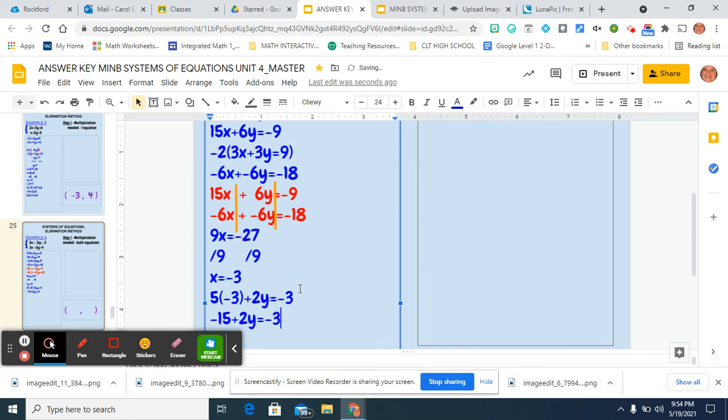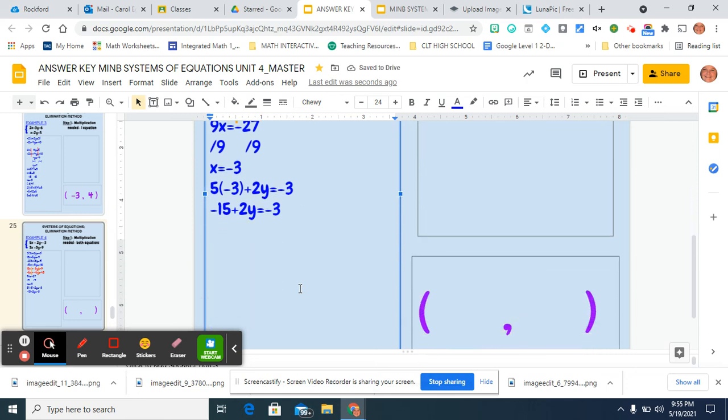And once I do that multiplication, I'm left with a two-step equation. So I'm going to add 15 to both sides. And now I have 2y equals 12. Divide by 2 on both sides. And I get y equals 6. Okay, so now I have the second variable, so I need to write my point. So right now I believe negative 3, 6 is my solution.